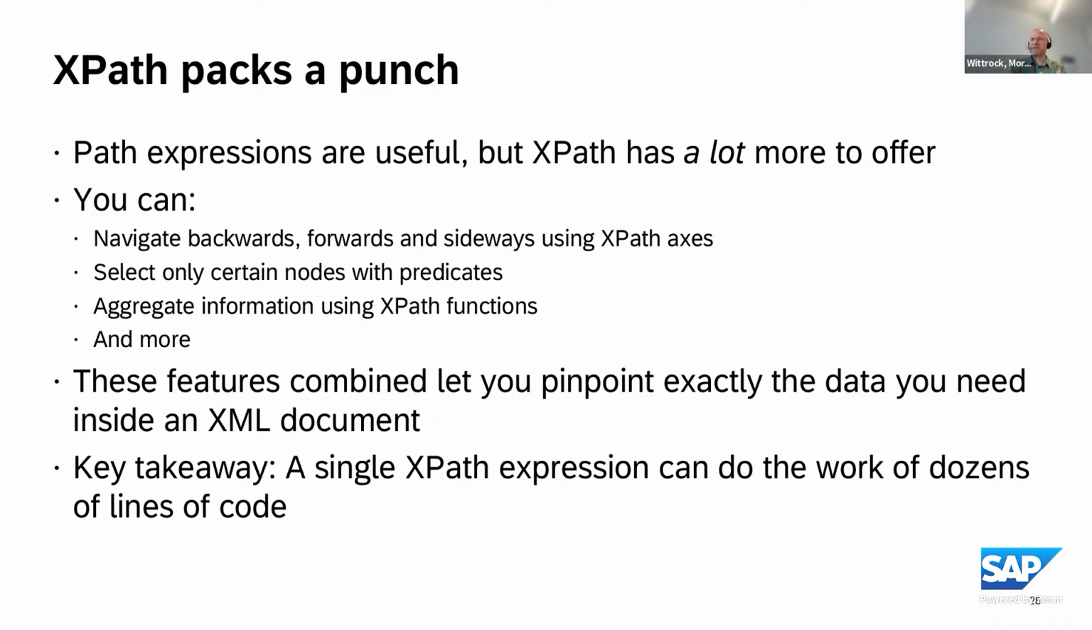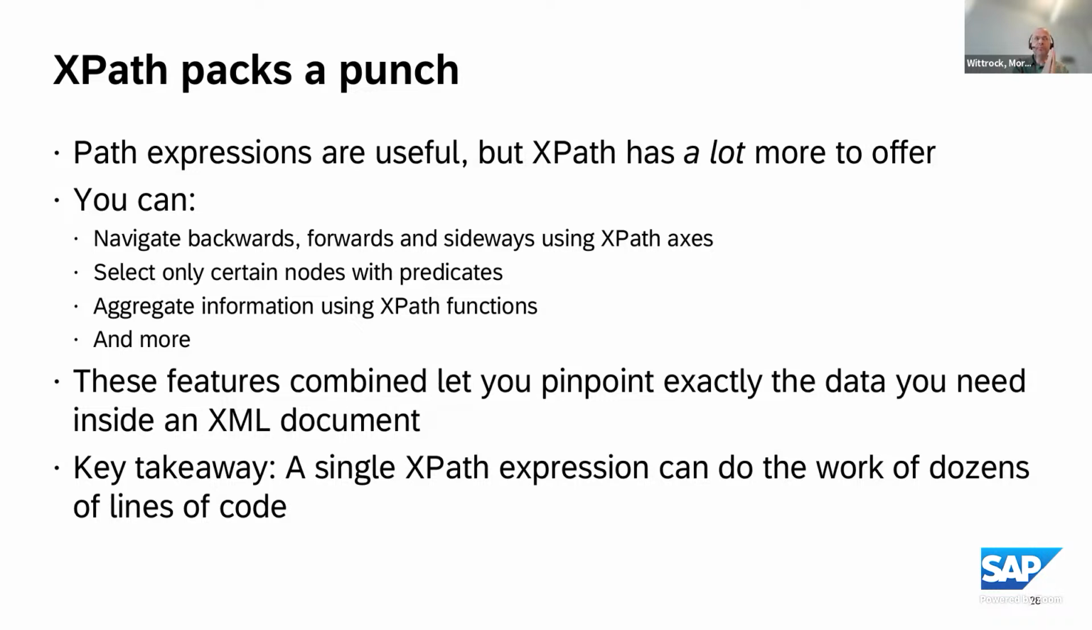And that's already pretty useful, these path expressions, but you can do a lot more in XPATH. We don't really have the time to go into more detail with all the features. That would take several separate presentations, I think. But just as a brief overview, you can navigate backwards, sideways, forwards, using the so-called XPATH axes. You can use predicates to only select certain nodes. You can aggregate information using XPATH functions, and a lot more.